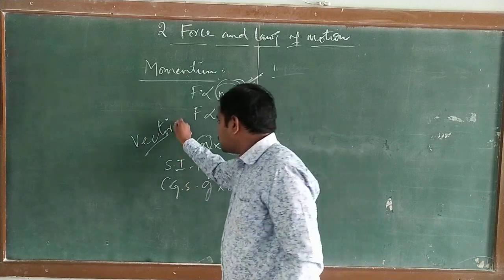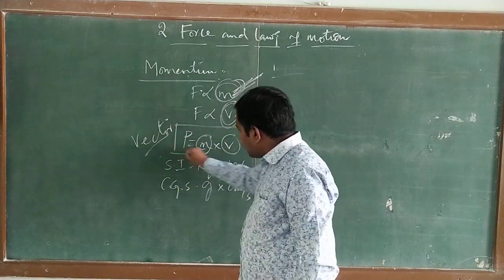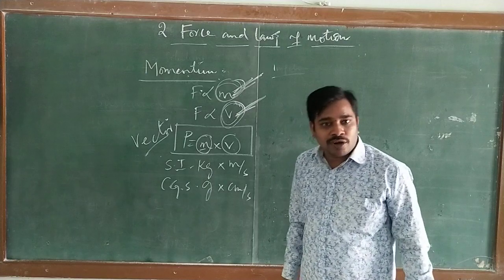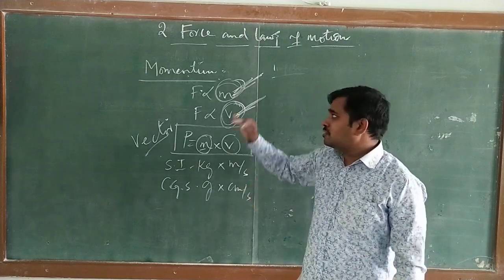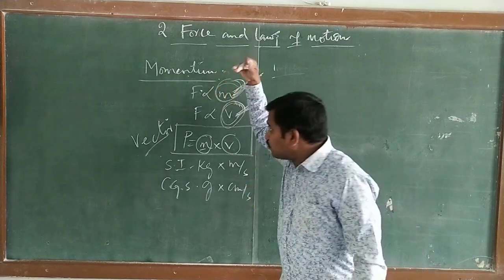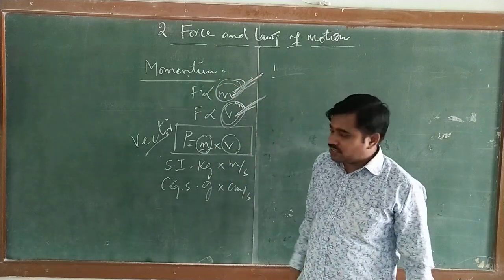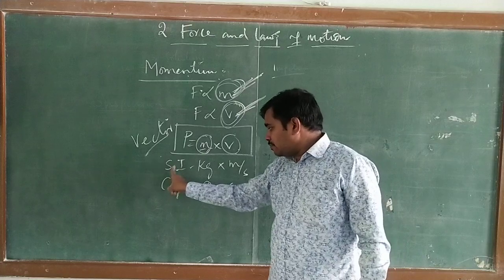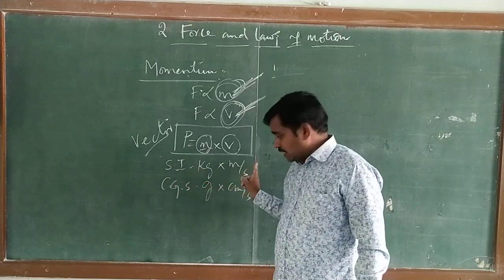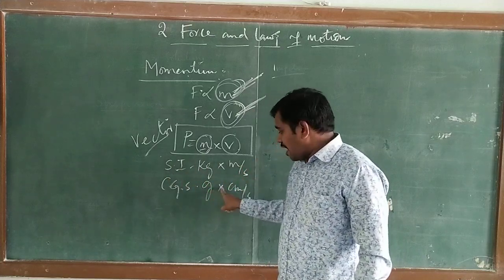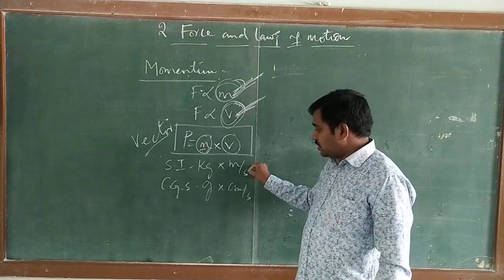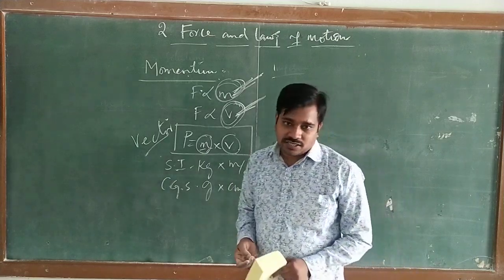Now in simple terms, what is momentum? Momentum is the measure of motion of the body. The motion of the body is measured by its momentum. Momentum can be calculated as the product of mass and velocity. So what is the SI unit of momentum? kg meter per second, whereas it is gram centimeter per second in CGS. These are the two units in SI and CGS.